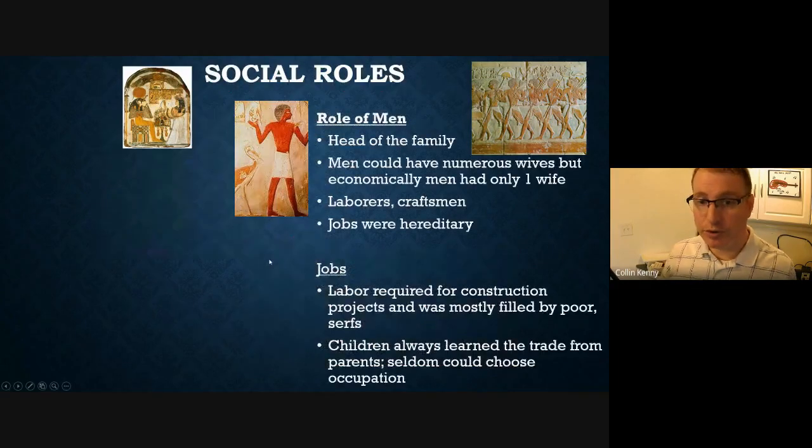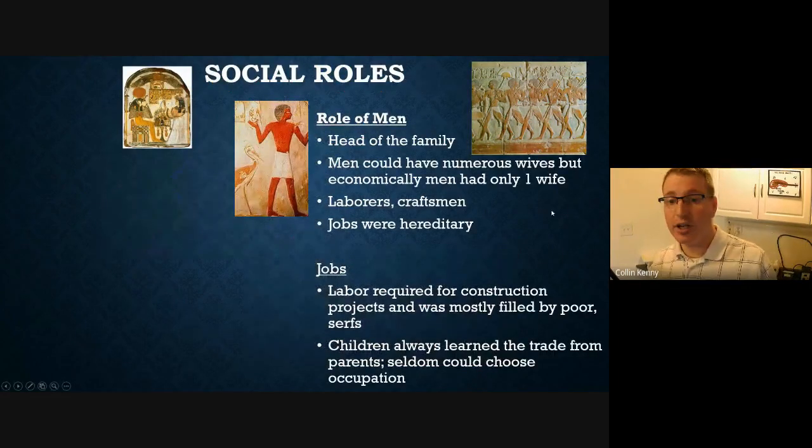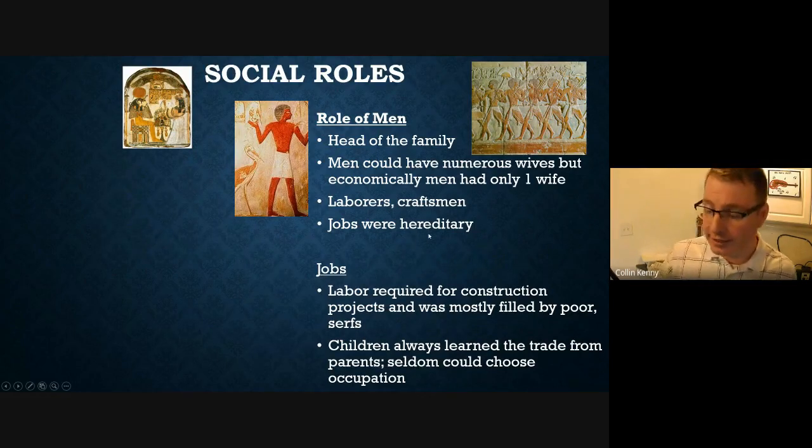So, social roles. Dudes were considered heads of the household, and primarily their job is going to be labor or crafting or farming. And guys, you got your jobs because your dads had those jobs, because their dads had those jobs. It's all hereditary, meaning it all runs in the family.